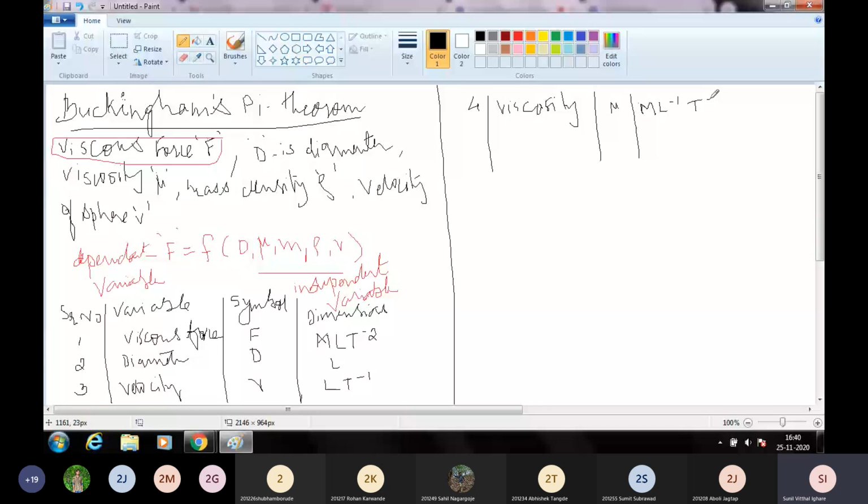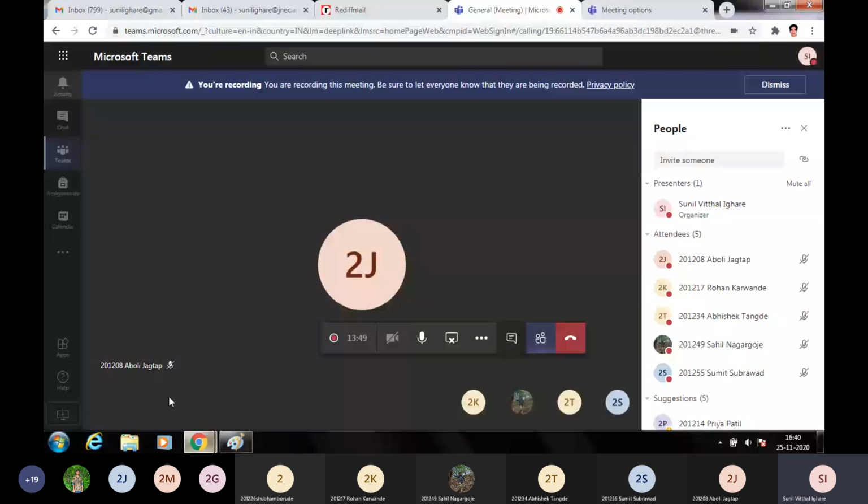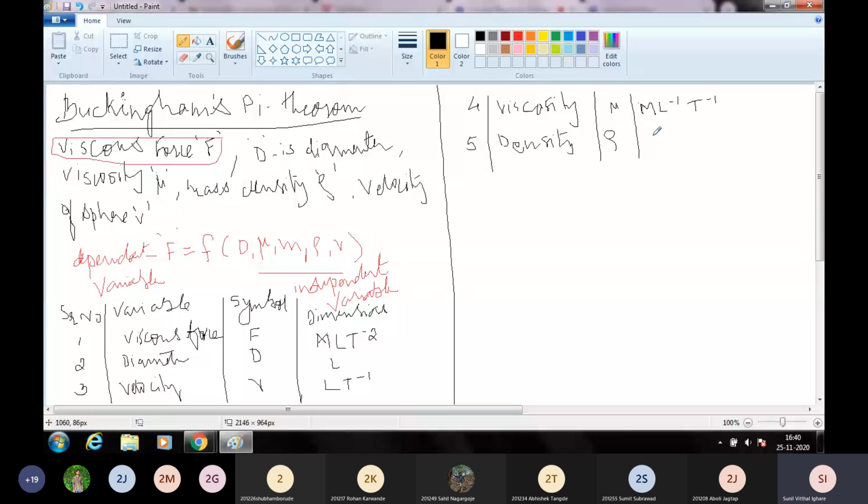Fifth one is the density, which we denote by rho. Density is mass divided by volume, so mass M divided by volume L cubed, that means L raised to -3. So the total number of variables here is 5.